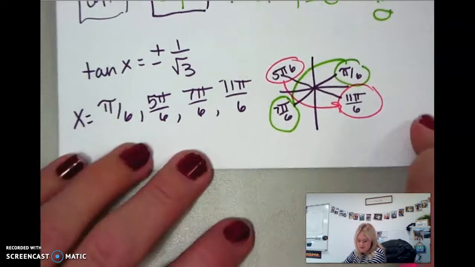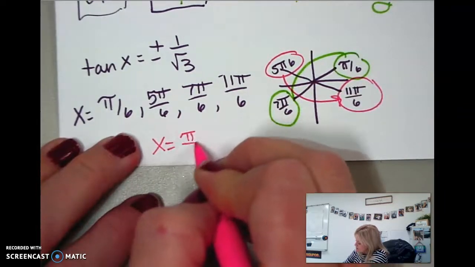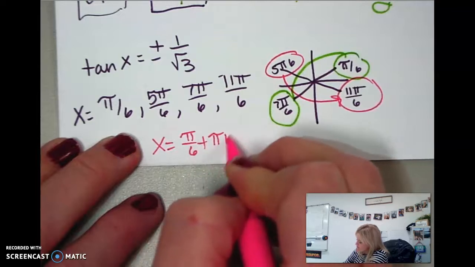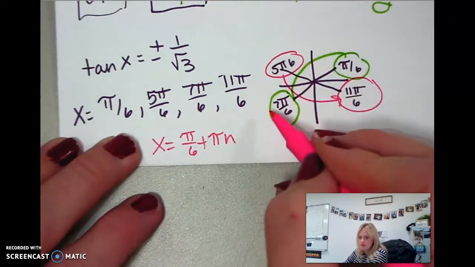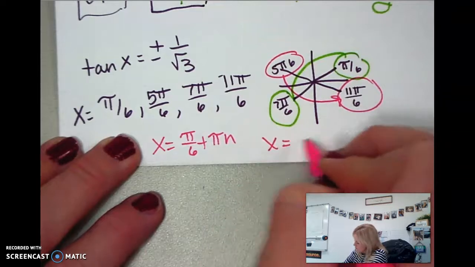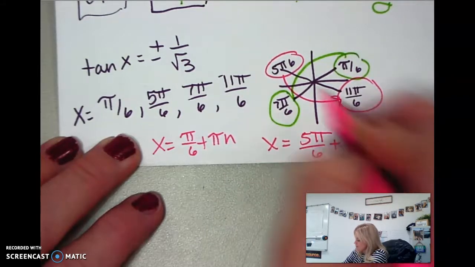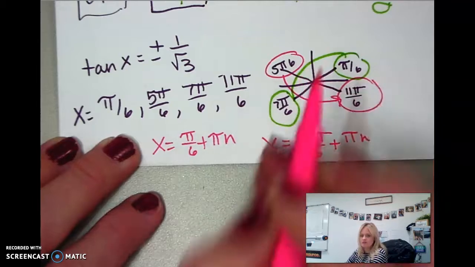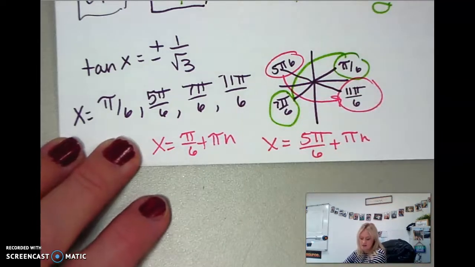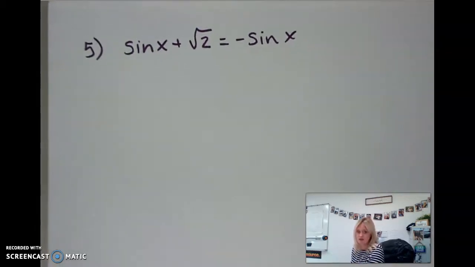So what we could say for this one is x equals pi over 6 plus pi n, because they're going to repeat every pi, and x equals 5 pi over 6 plus pi n, because these two are going to repeat every pi away. So that would be our answer. So if you're a successful algebra student, this shouldn't be too difficult as the problems get harder and harder.